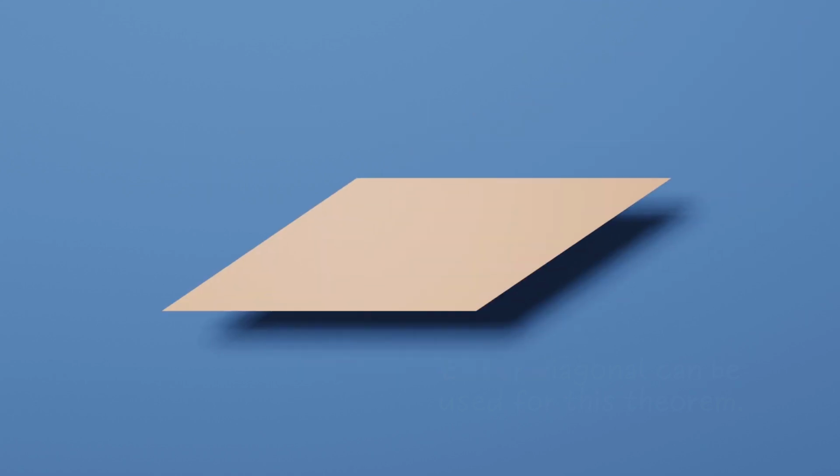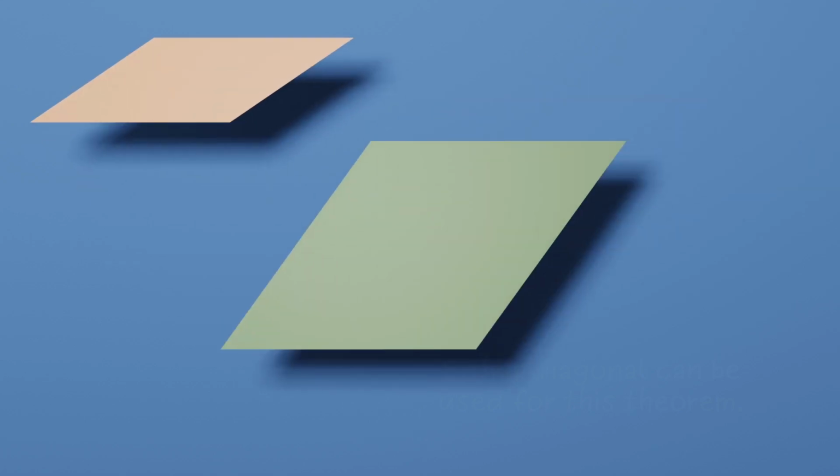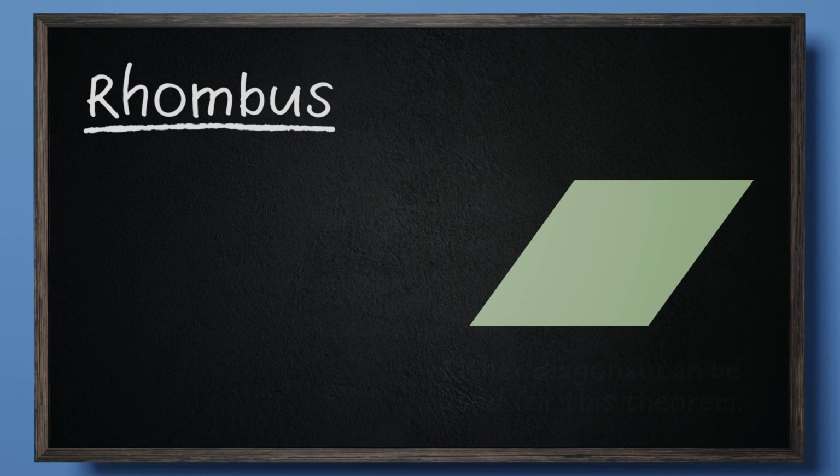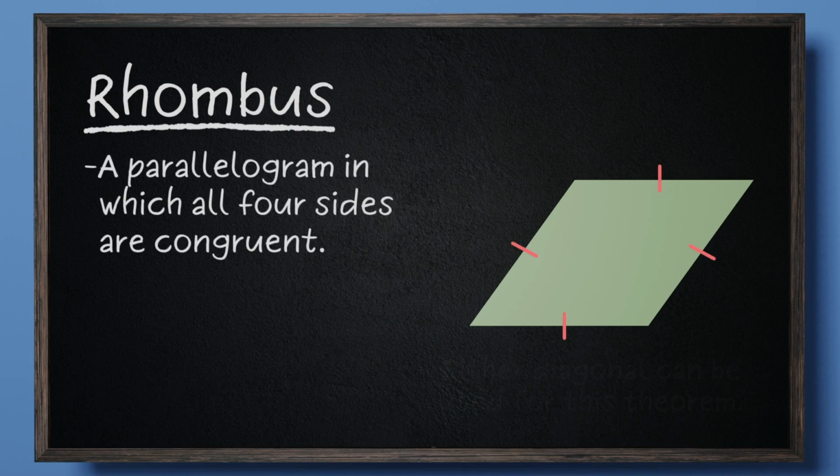In the previous video, we discussed the nature of parallelograms. Parallelograms are quadrilaterals with both pairs of opposite sides parallel. In this video, we will analyze the rhombus, which is a more particular type of parallelogram with some unique properties. The main difference between a rhombus and other parallelograms is this. All four sides of a rhombus are congruent.